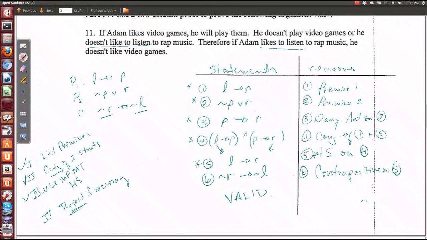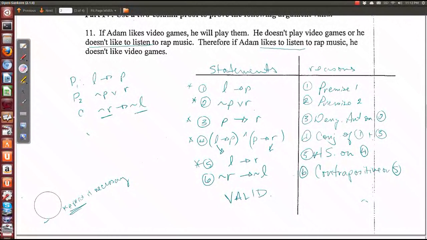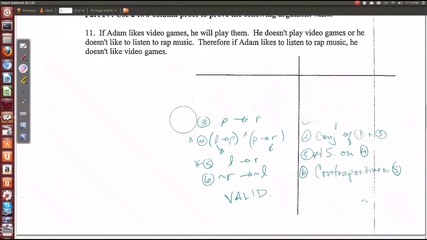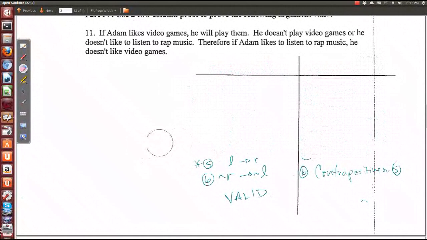So we can expect a theorem A problem, and we can expect a denying the antecedent problem on our next test. The other major topic that this test covers are quantified statements, which we're going to deal with on the next few pages.